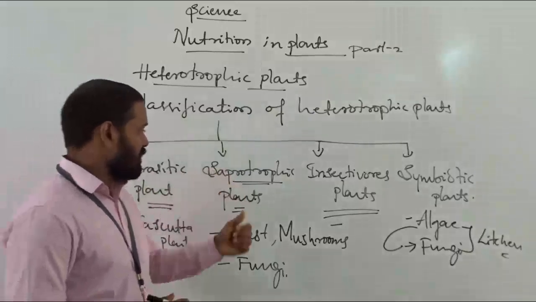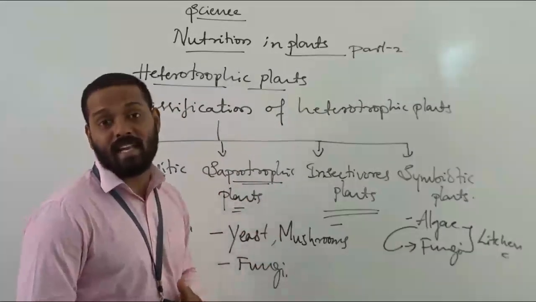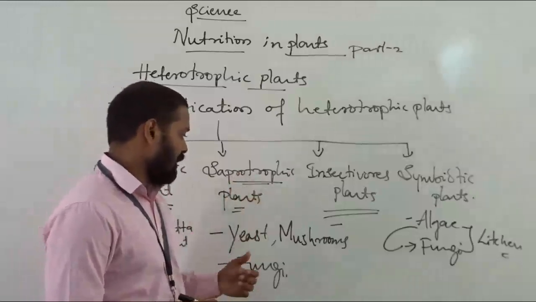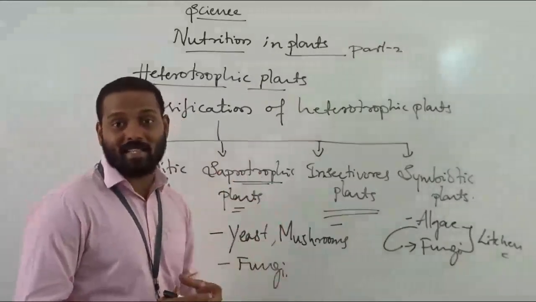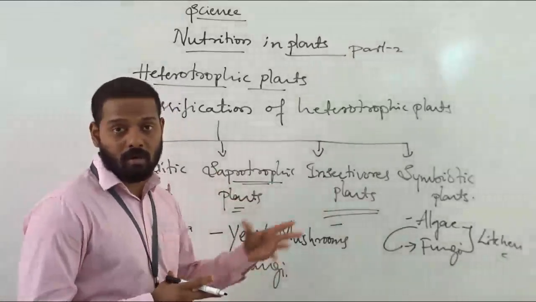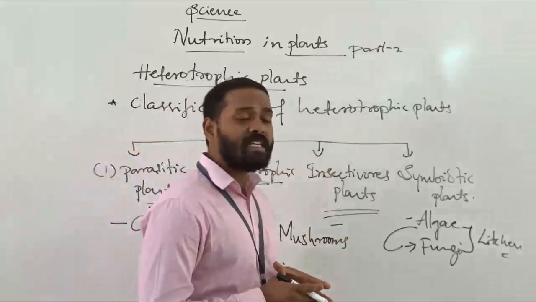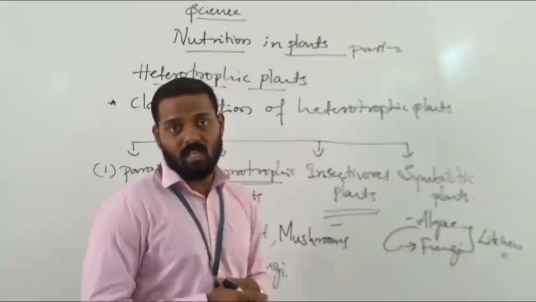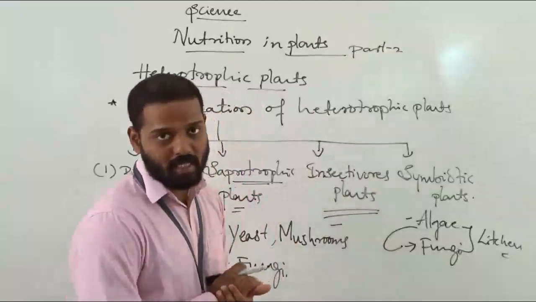Next, what are saprophytic plants? Those plants depend for food on dead and decayed matter. Such plants we can call saprotrophic plants. The example is mushroom, fungi. These plants release digestive juice onto the dead and decayed matter, which is dissolved with the help of the digestive juice, and then they absorb the nutrients. Then insectivorous plants are those plants that depend for food on insects. The example is the pitcher plant.